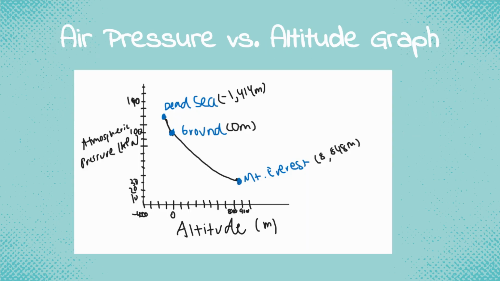So here's an air pressure versus altitude graph, and we can see that's an inverse relationship. On the ground, it's roughly around 101.3 kilopascals or 1 atm. And as we keep increasing the altitude, as we get to Mount Everest, it gets to around 33 kilopascals.